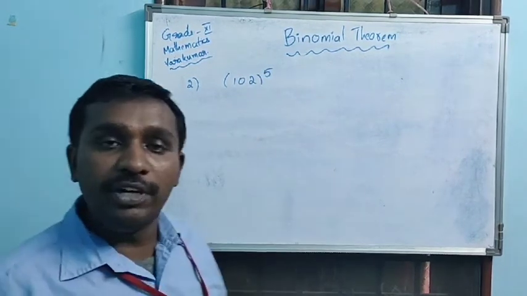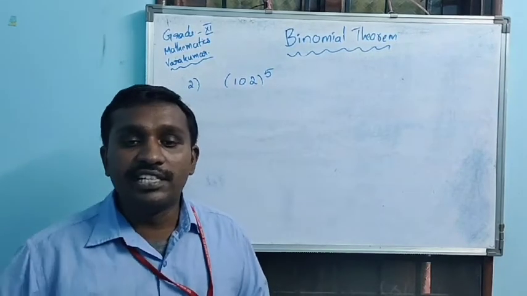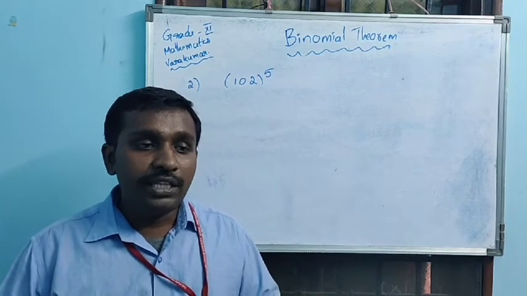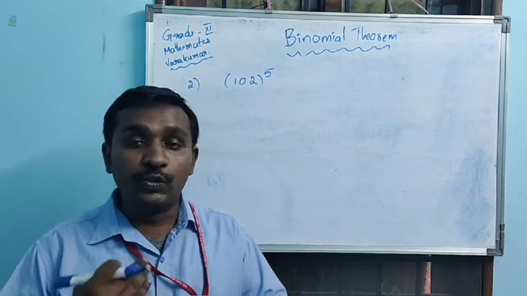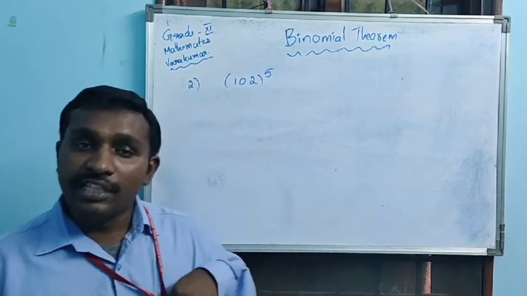1 or 2 whole power 5. Generally, for lower sections, 8th standard, 7th standard, if 1 or 2 whole power 5 is given to them, whatever they do, they'll take 1 or 2 into 1 or 2 into 1 or 2 five times, and they will multiply it.